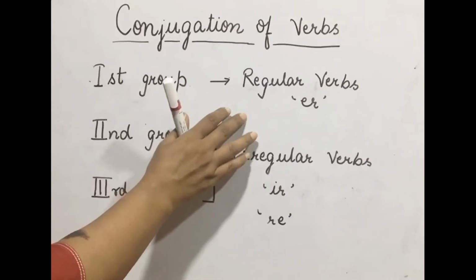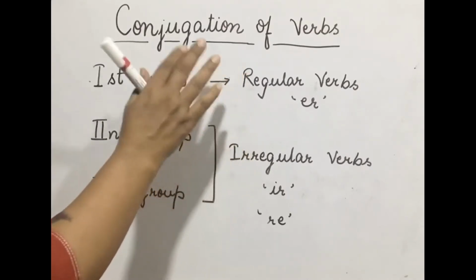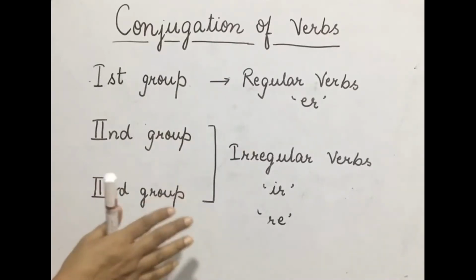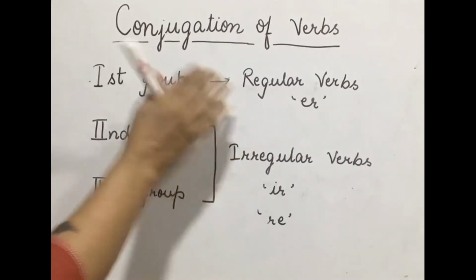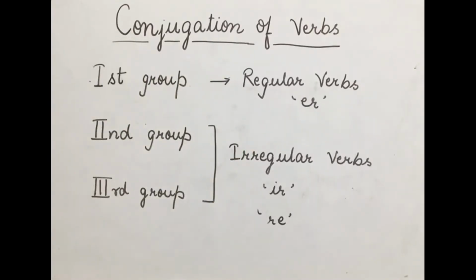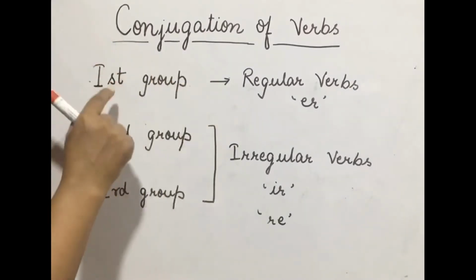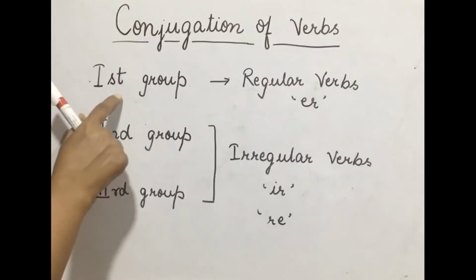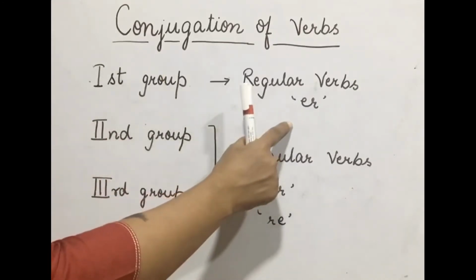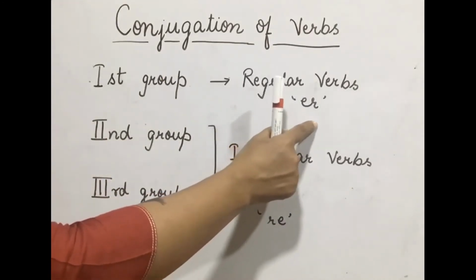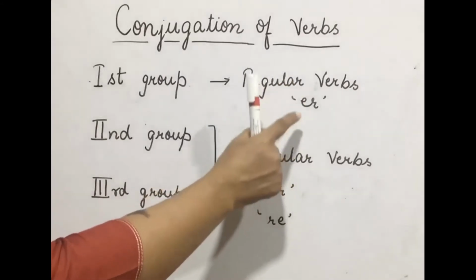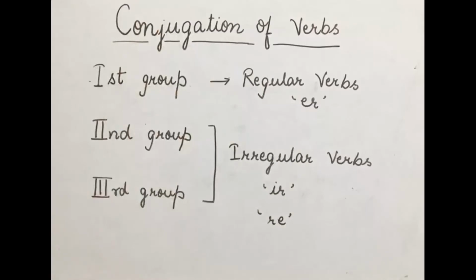When I say regular, this means the conjugation goes according to a set pattern. It follows a set pattern. That is why we say it is regular. So conjugation is regular in the case of first group verbs. And what are the first group verbs? The verbs which end in ER. They end in ER and they follow a set pattern of conjugation.